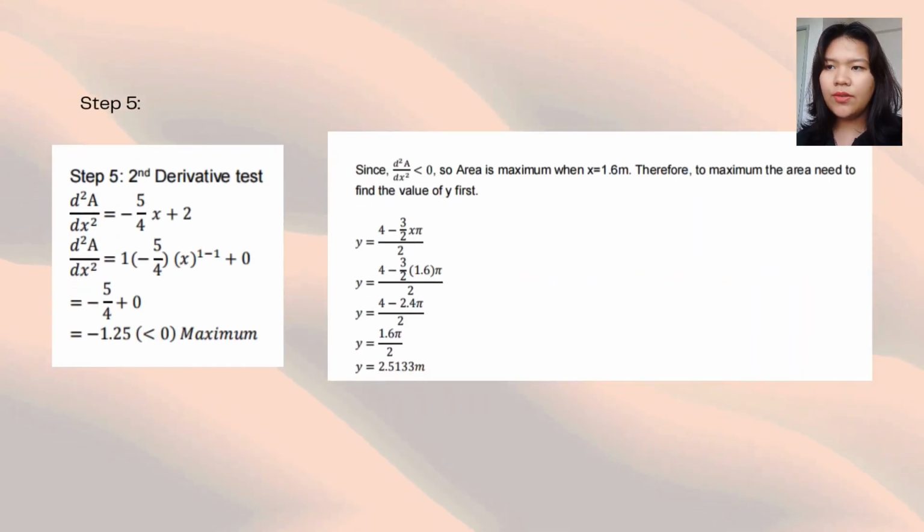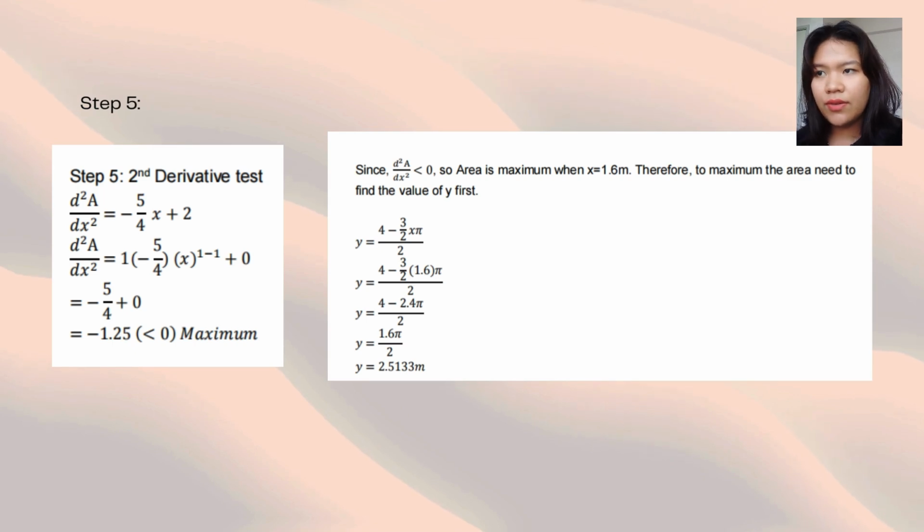Step 5, we need to determine whether the area is at a maximum. We take the second derivative of A. First, we differentiate the first derivative again, which results in negative 5 over 4. We need to differentiate again to find d squared A over dx squared, where the first derivative is negative 5 over 4 x plus 2.